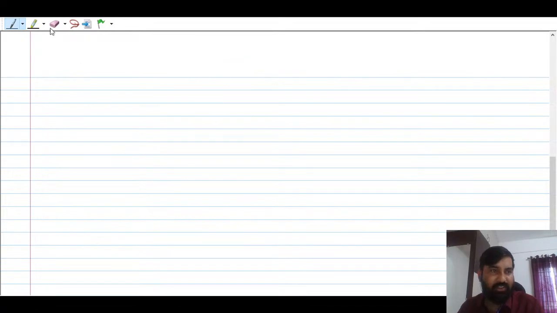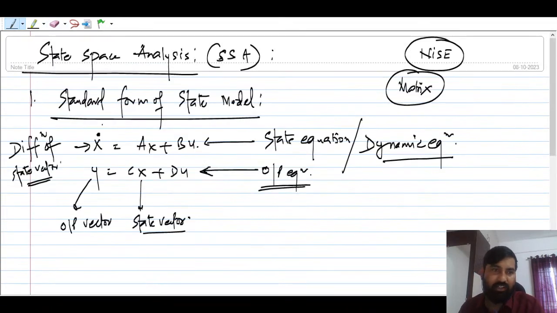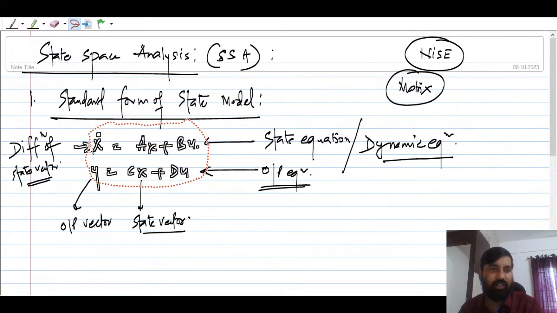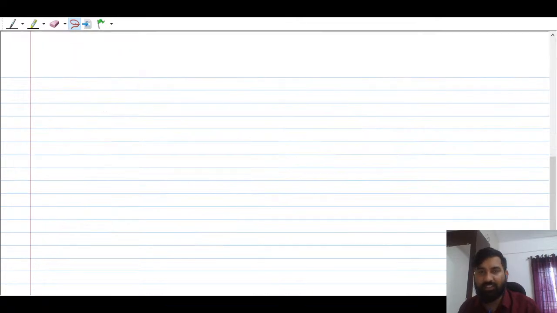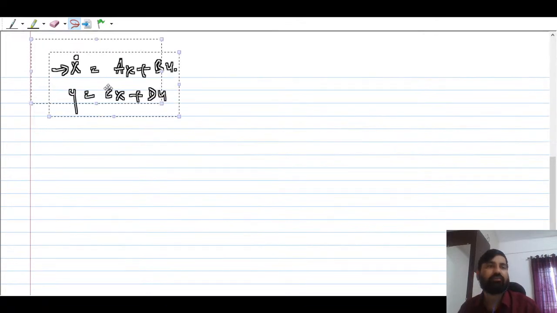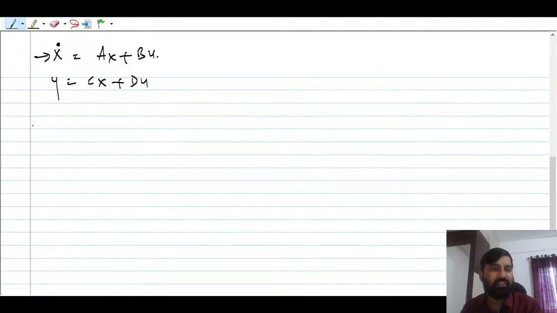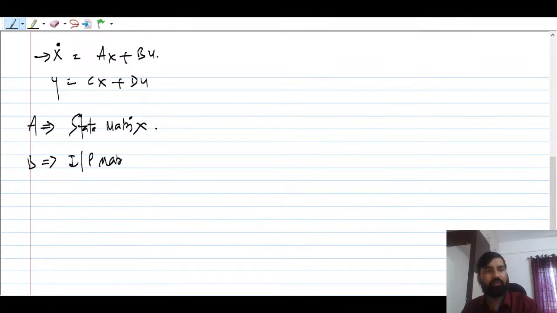So you can mention all these things here. Let me take this standard form from here. I'm just going to copy this standard form, and I will highlight these A, B, C, D matrices. What are they? Do you see, guys, this A, B, C, D? So A is nothing but what we call the state matrix. And B is nothing but the input matrix. Okay, A is the state matrix, B is the input matrix.